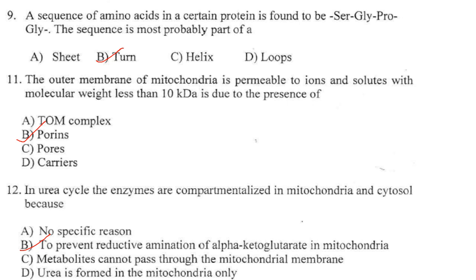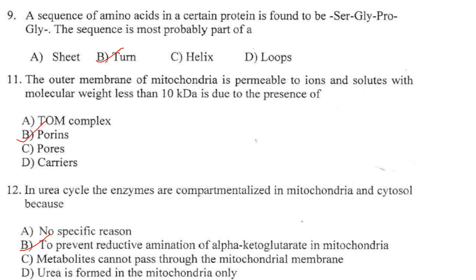Then next one. The outer membrane of mitochondria is permeable to ions and solutes with molecular weight less than 10 kDa is due to the presence of. So the outer mitochondrial membrane is freely permeable to small molecules because it contains proteins called porins. These are channels that allow free diffusion of the molecules. So the outer membrane is permeable to ions and solutes with molecular weight less than 10 kDa due to the presence of porins. Answer is option B.